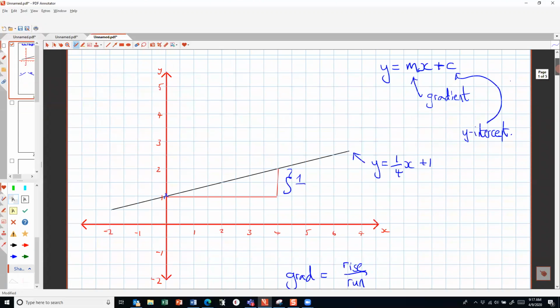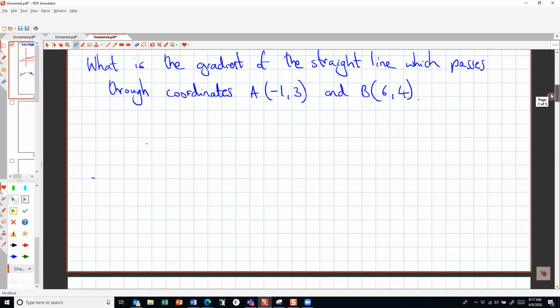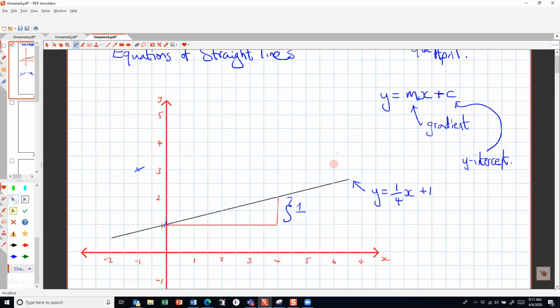So -1, 3, just to have an idea, would be here. And the other point, 6, 4, would be there. So my straight line would be going between these two. That would be my straight line. So what would the rise be? 1. Okay, and how do you actually get 1? Because it goes from 3 to 4.